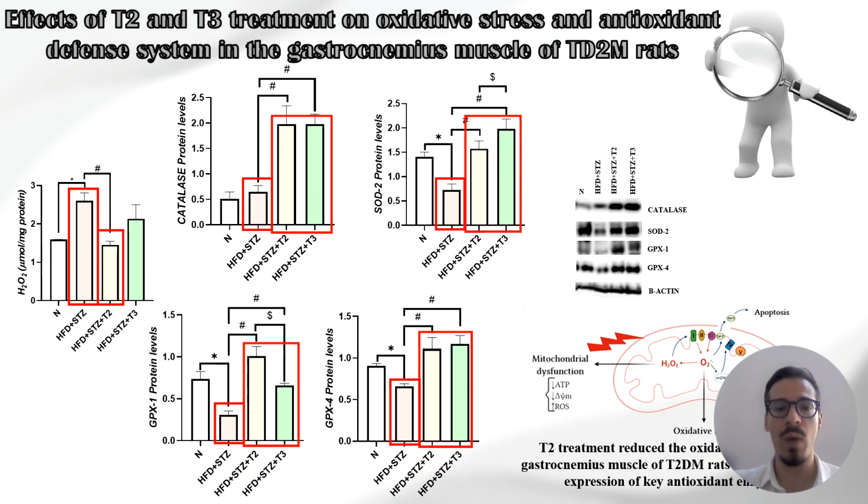Treatment with both T2 and T3 significantly restored this altered redox state by enhancing the protein levels of the antioxidant enzymes. Overall, these results indicate that T2 and T3 counteract diabetes-induced oxidative stress by reinforcing the endogenous antioxidant defense system, with T2 showing a greater efficiency in reducing H2O2 accumulation.